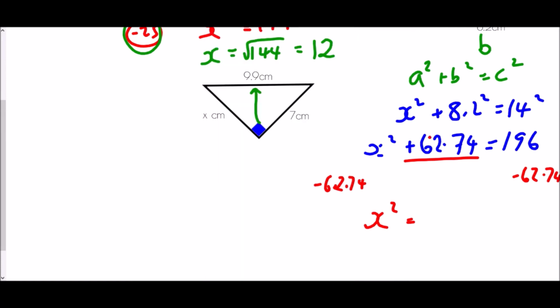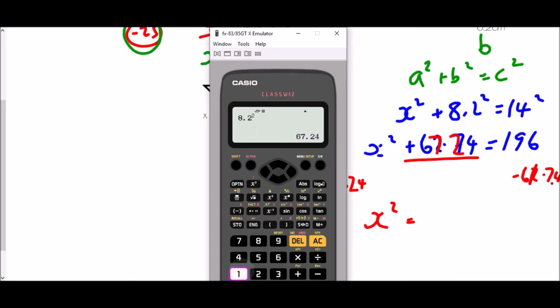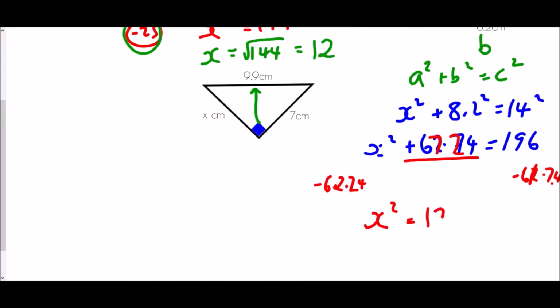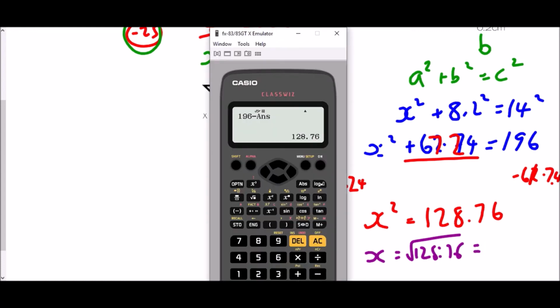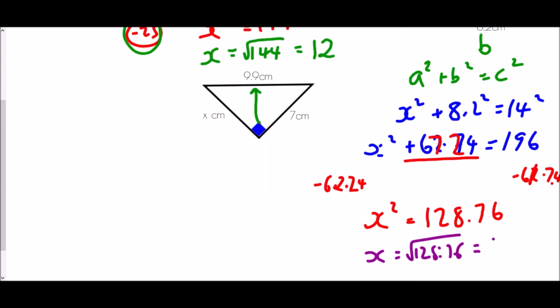So x squared would be, 67.24, I've used the wrong values here, 67.24, and so 196, take away my answer, would be 128.76. But how do I get x all on its own? I would need to square root this, and so square root the entire answer. And again, I can just do that by typing square root ans, and it comes to 11.35 centimetres if we went to 2 decimal places.